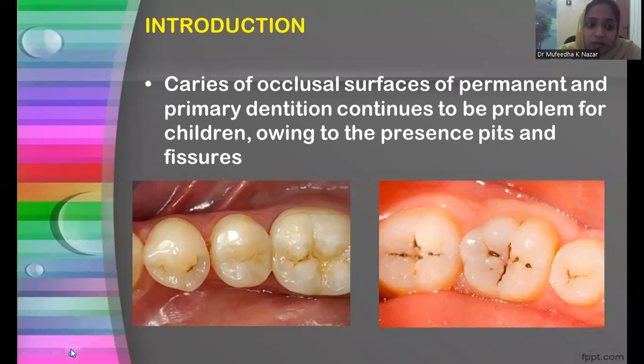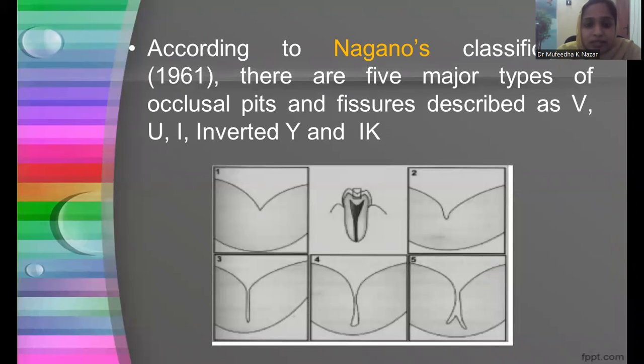And the highest prevalence of pit and fissure caries can be attributed to the architecture of pits and fissures. Now let's see how the morphology of pit and fissure can contribute to the occurrence of occlusal caries. According to Nagano's classification, there are 5 major types of occlusal pits and fissures. They are V, U, I, inverted Y, and IK.